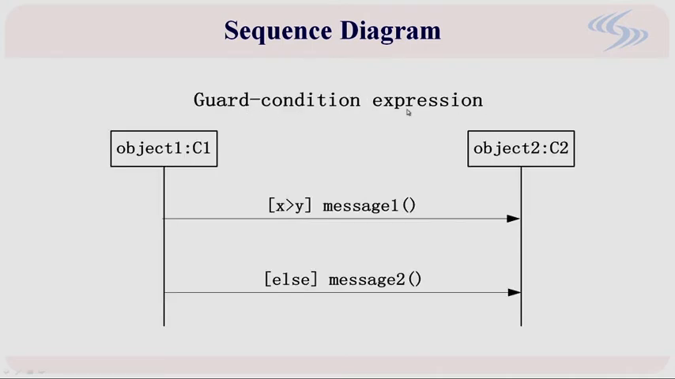Guard condition expression. Let's say we get object 1 instantiated from class C1 and object 2 instantiated from class C2. Under some condition, let's say if x is bigger than y, message 1 will be sent to object 2. Else, message 2, sure, it's a method. Method message 2 is sent to object 2. From this diagram, we should understand that message 1 and message 2 are methods of class C2. So this is the guard condition.